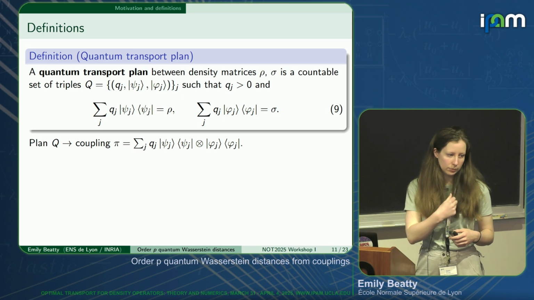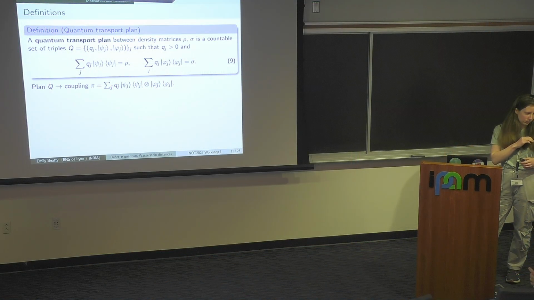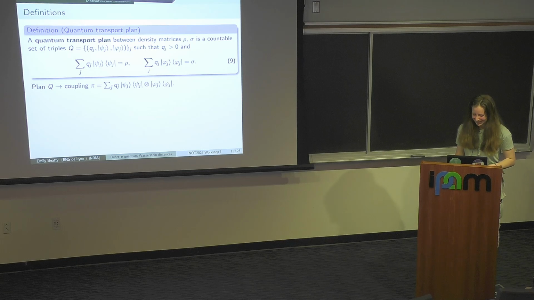Is it possible that if you use this kind of separable transport plan, then the triangle inequality is not a problem in finite dimension? We're going to get to that. Okay, I should speed up a bit.